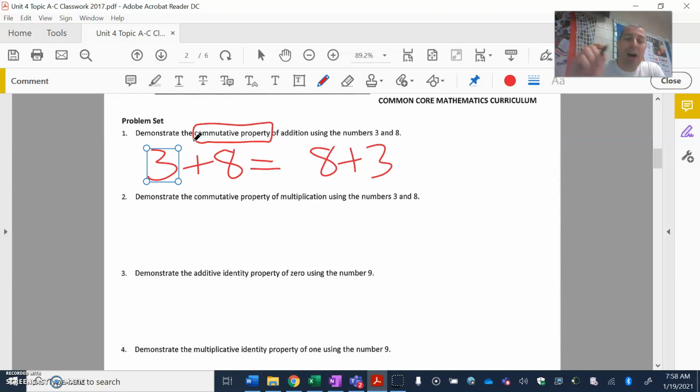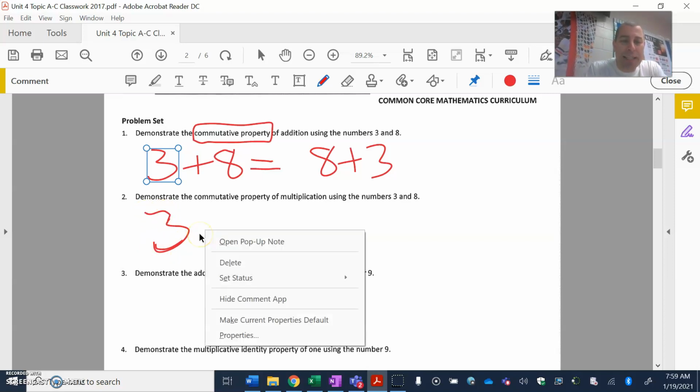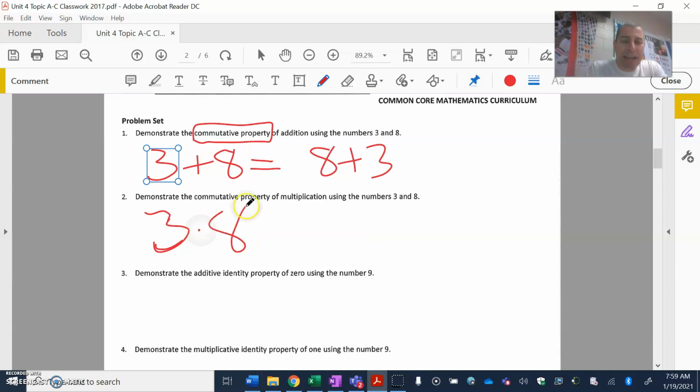Now, question 2, demonstrate the commutative property of multiplication. Also with multiplication, if we take the number 3 and multiply it by the number 8, that would be the exact same thing as if we started with 8 and then multiplied it by the number 3. Multiplication, we can also flip the order around.